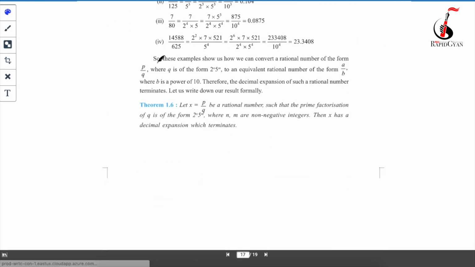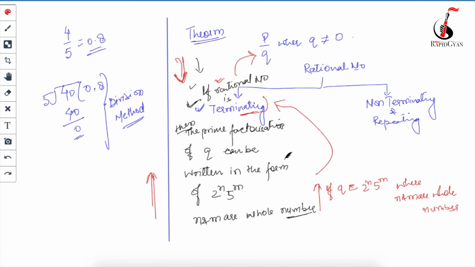Theorem 1.6 says that suppose x equal to p upon q is a rational number such that the prime factorization of q is 2 to the power n, 5 to the power m. This is your given part. So if this is given, what will be your output part? The output is that x has a decimal expansion which terminates. This is what I have explained over here. Hope you guys understand this.